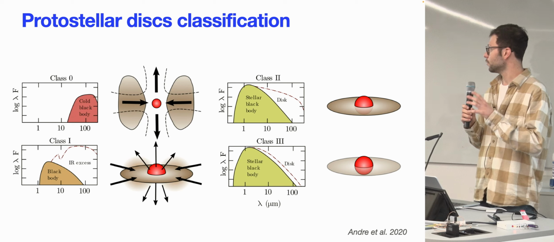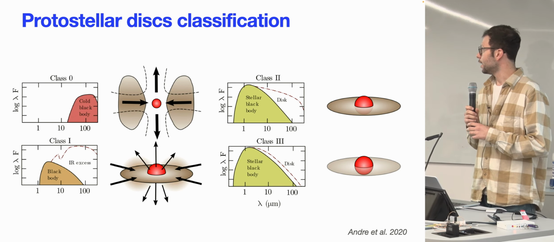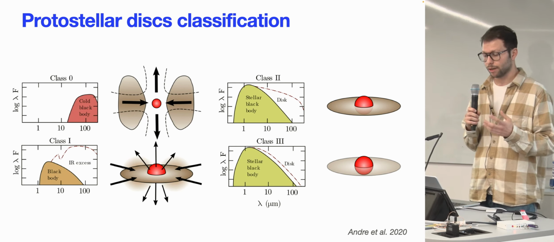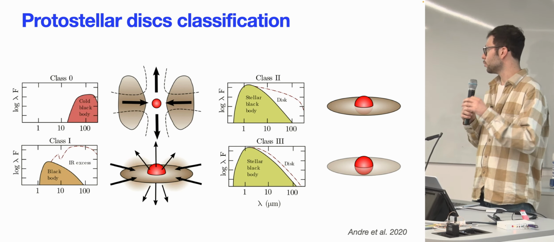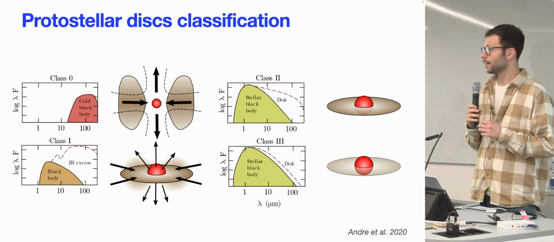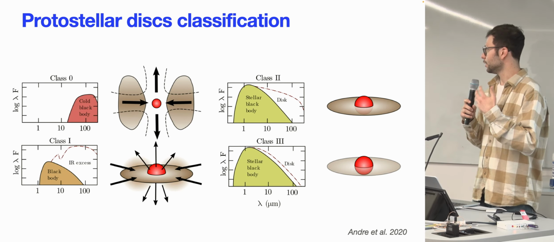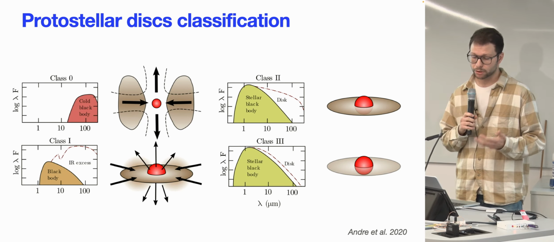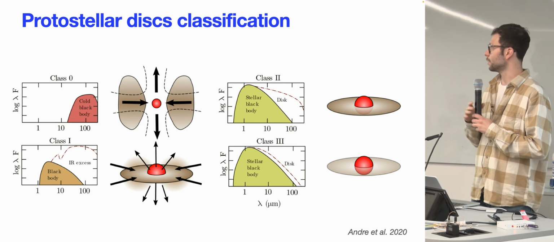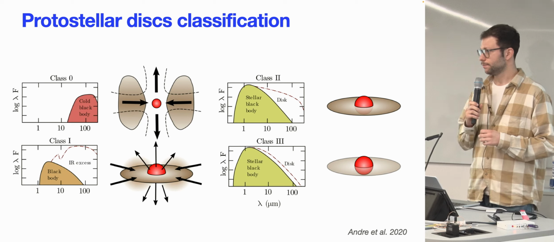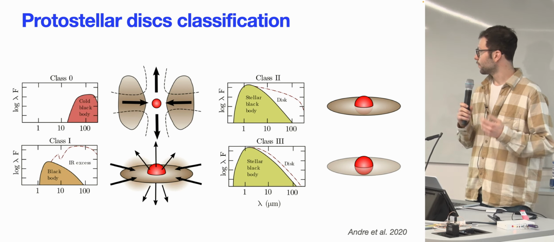First of all, we have class 0 objects, where we have a molecular cloud core that is still collapsing. We have a central protostar, but there is a lot of material from the molecular cloud that is shielding the emission of the protostar. And so when we look at the spectral energy distribution, we see just a cold black body emission at far infrared wavelengths.